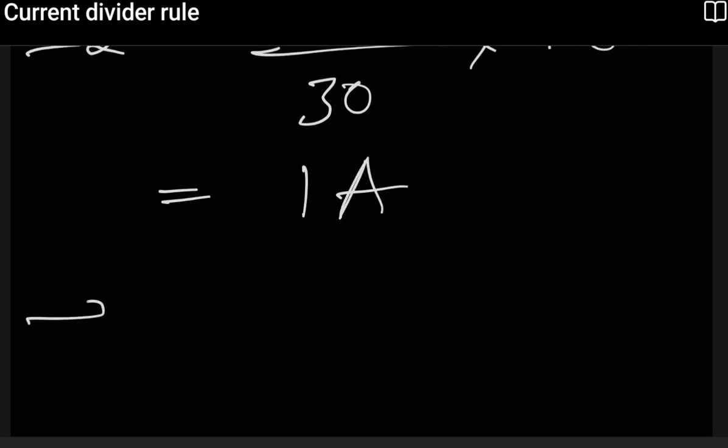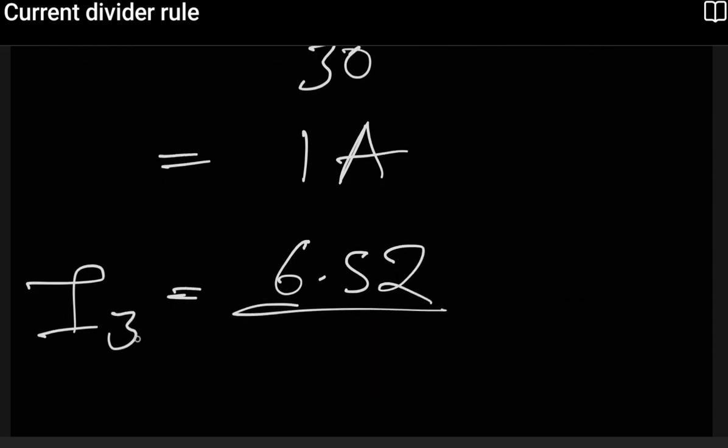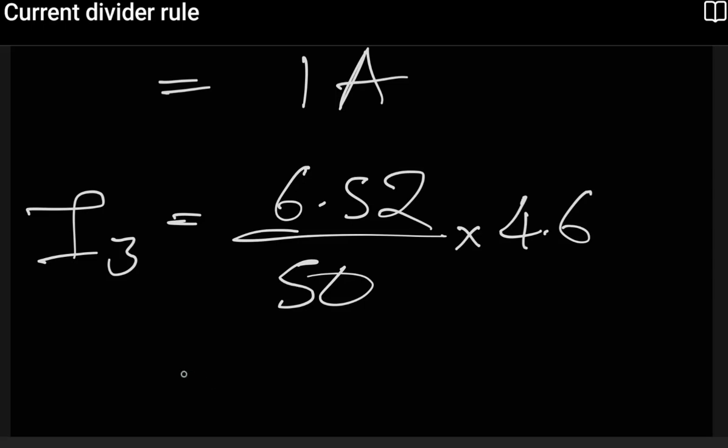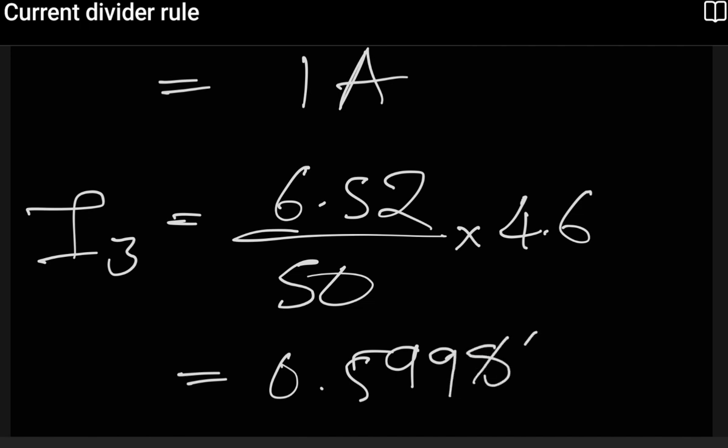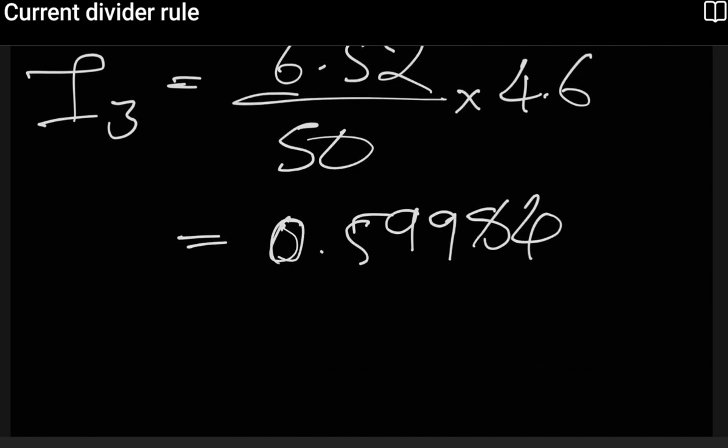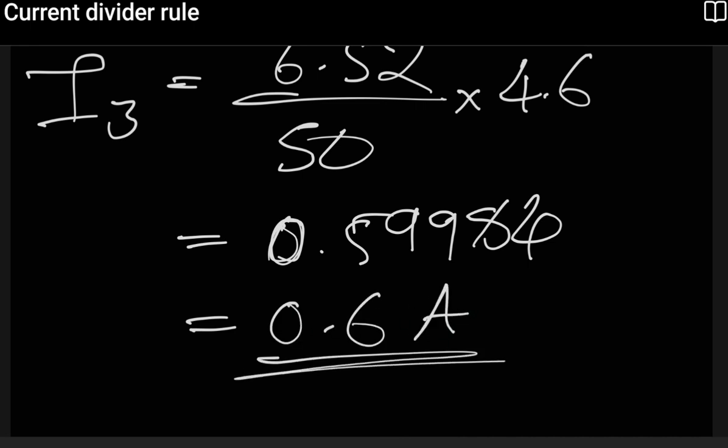In the same way we can find I3. Again, you have the equivalent resistance, 6.52, divided by the resistance of R3, which is 50 ohms. Then multiplying by the current again, 4.6. When we do this, we get 0.59984. So when we round off, this comes to 0.6 amps, which are the same values that we got using the earlier method.